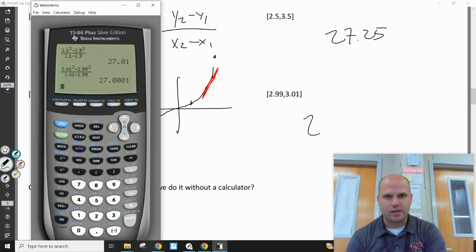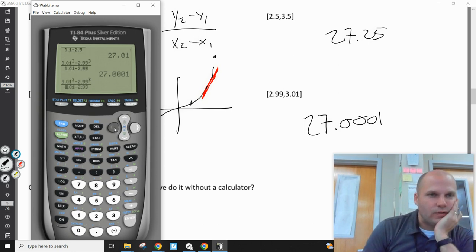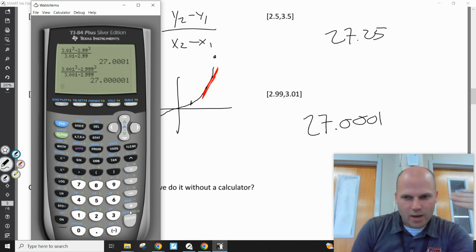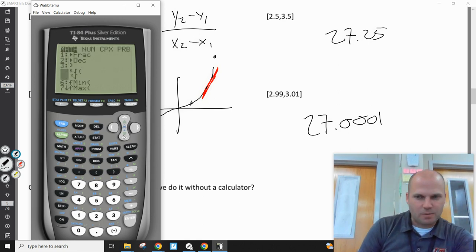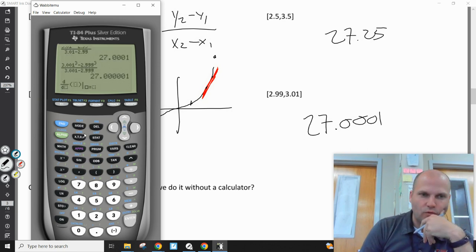Now, if Newton had a calculator, he'd be like, all right, I'm good, I can just do this. When you ask your calculator to take a derivative, it actually goes 1/1000th on one side and 1/1000th on the other side, and it will give you this exact number. You're not going to be using this in this first semester. I'm just going to show you. I'm going to take the derivative, or find the slope of the tangent to x cubed at x equals 3, and I'm going to get this same number, 27.001.